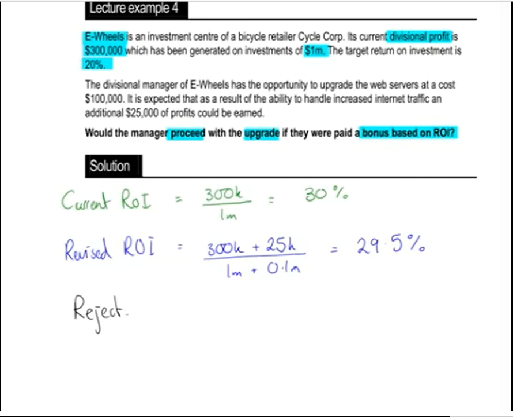You didn't have to calculate it in exactly that way. Another option would have been to calculate the return of the project on its own.